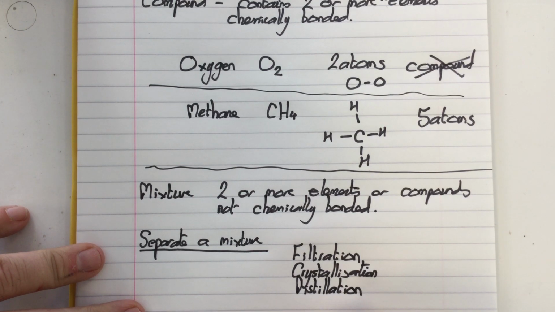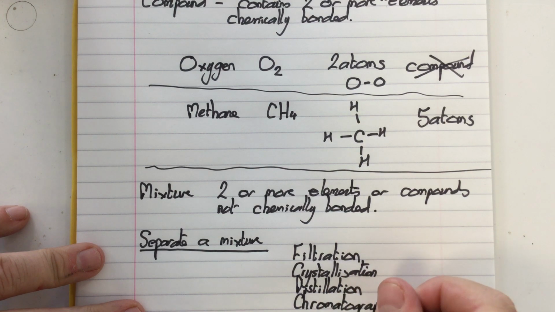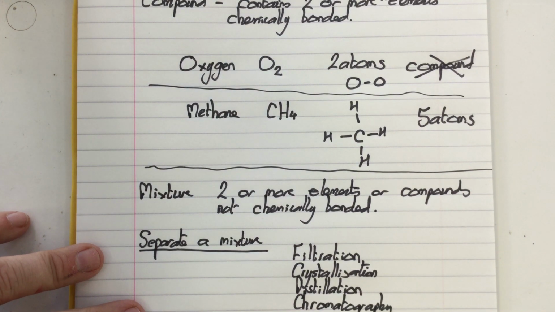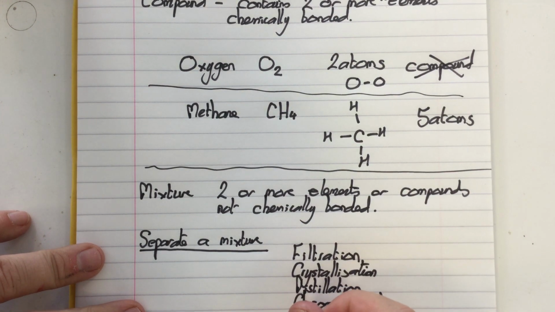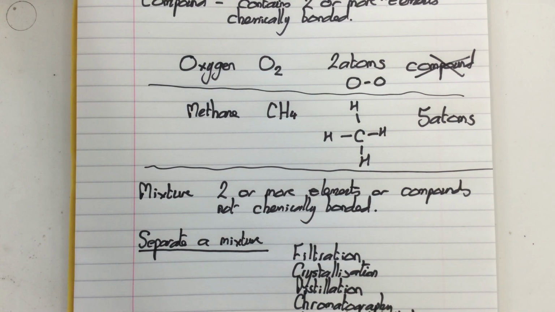And you could have, what's the one called where you separate the inks? Might not have done it yet. Chromatography. Okay, so they're the four. Oh, and there's another one as well. Fractional distillation. Okay, so they're the ones the exam spec says that you need to learn.